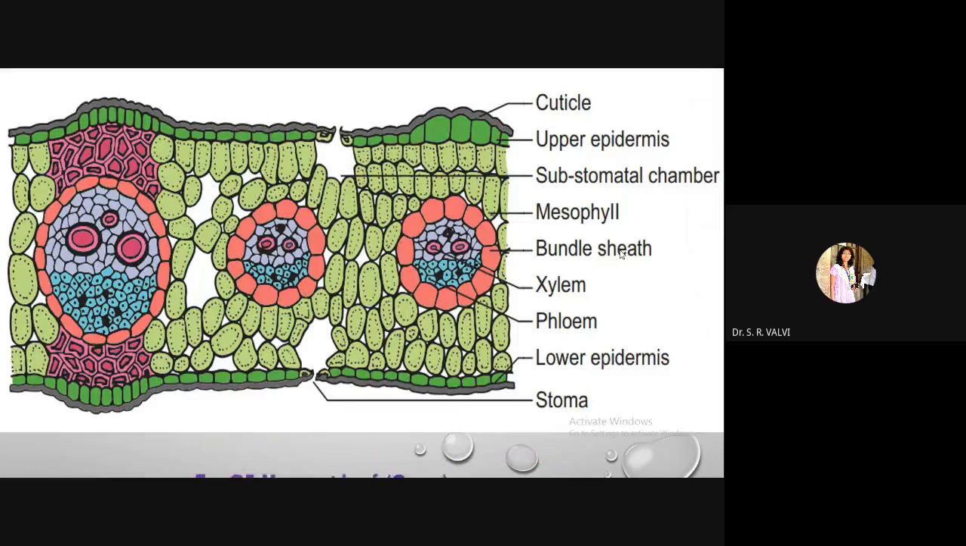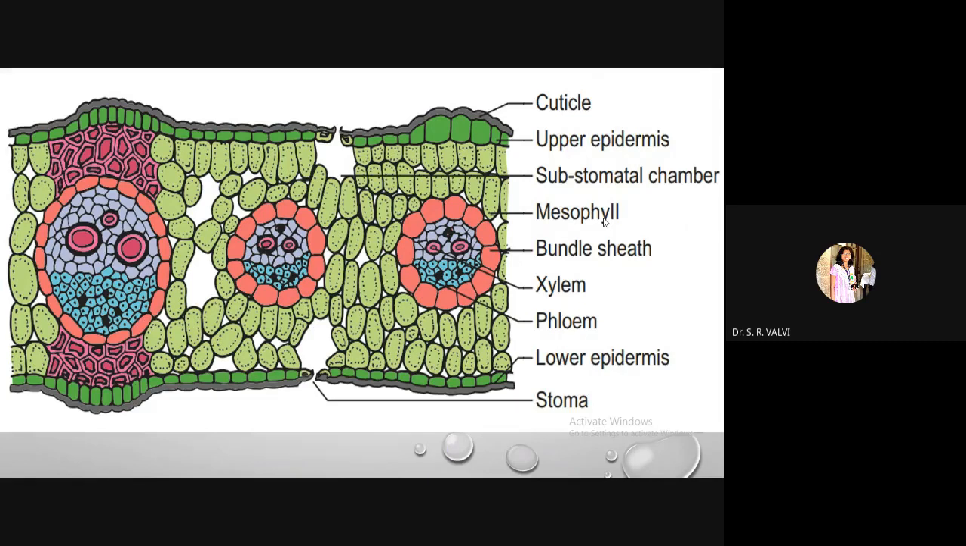So in a monocot leaf, the mesophyll cells remain as they are. This is the mesophyll, and there is no differentiation of mesophyll in a monocot.